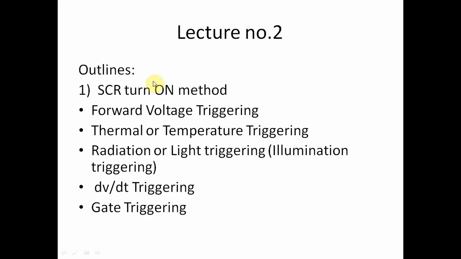Hello, in lecture number 2 of turn on and turn off methods of thyristor, these are the outlines of the lecture. First is the SCR turn on methods, which we already studied in lecture number 1. Three methods were studied there. First is the forward voltage triggering method. Second is the thermal triggering method, and third is the radiation or light triggering, or illumination triggering method.